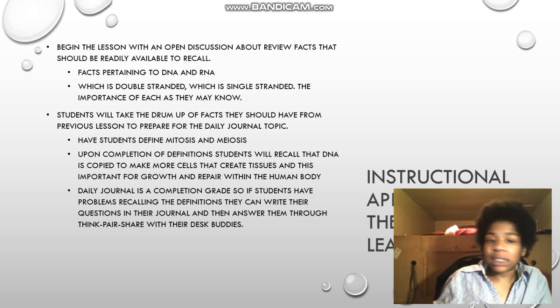To begin the lesson, I like to open up with reviewing old facts. This helps to make sure students know that what we're learning today does tie into what we have previously learned. And then what I'll have the students complete from there is a daily journal activity.